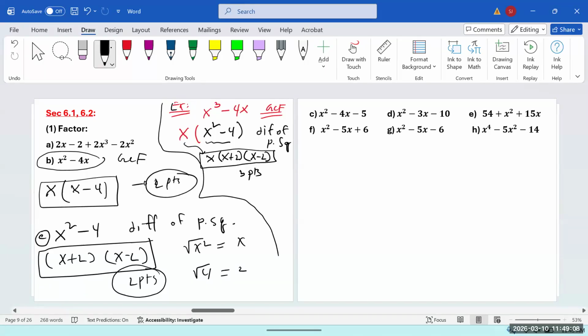So for 2 terms, remember 3 scenarios. Only GCF, only perfect square, or maybe it's a combination. And now for 3 terms, there will be several scenarios. For example, all of these are direct factoring. All of these.